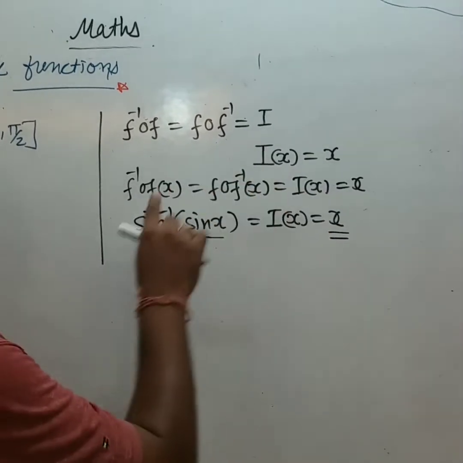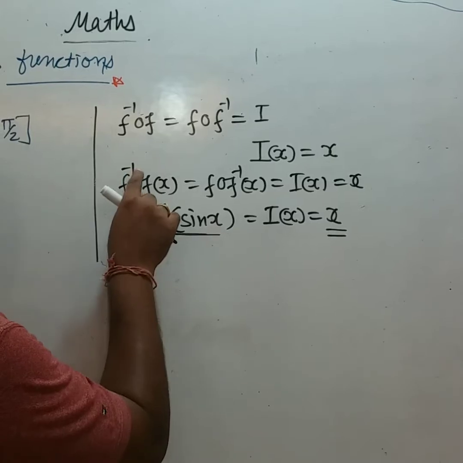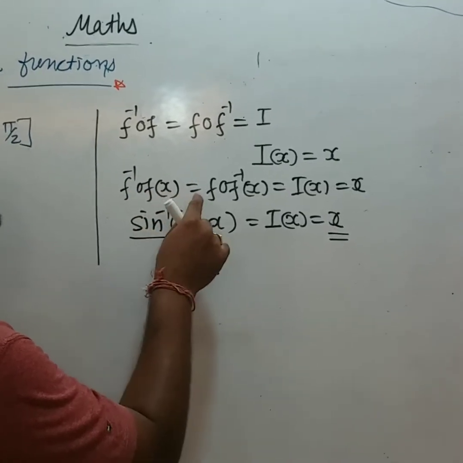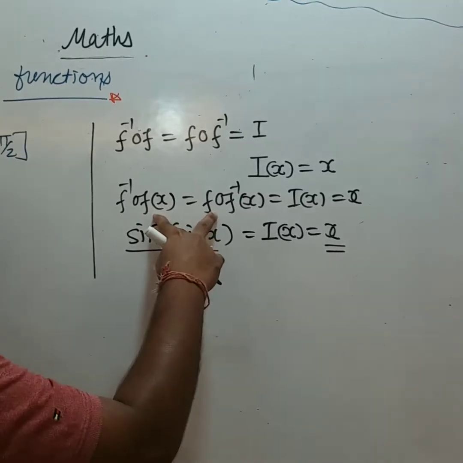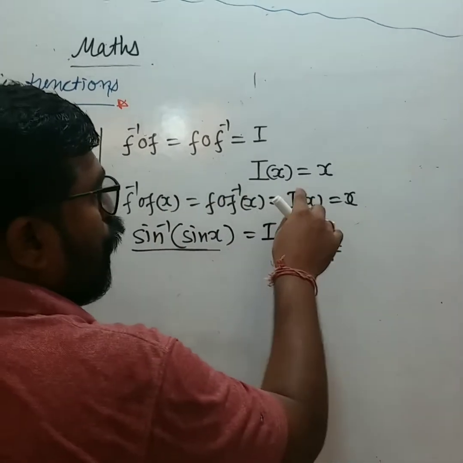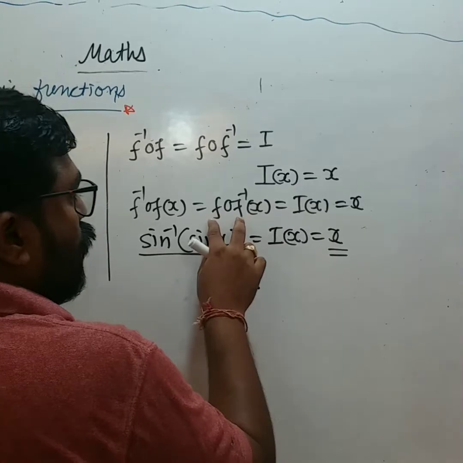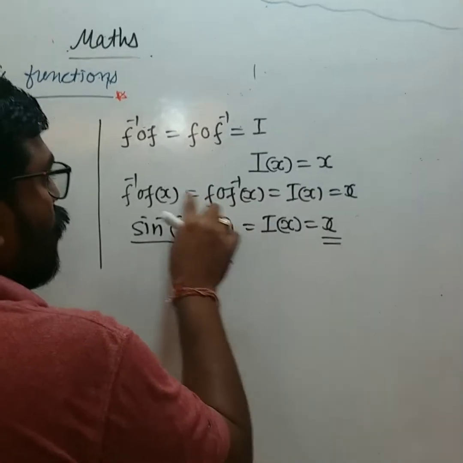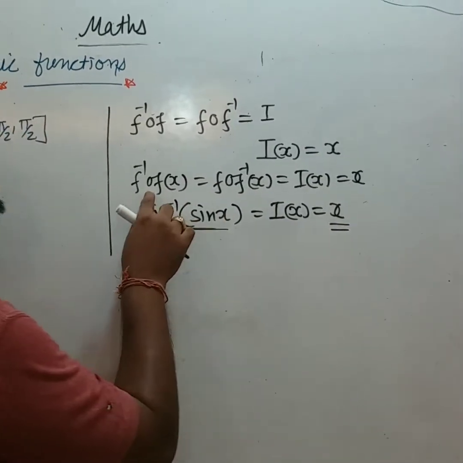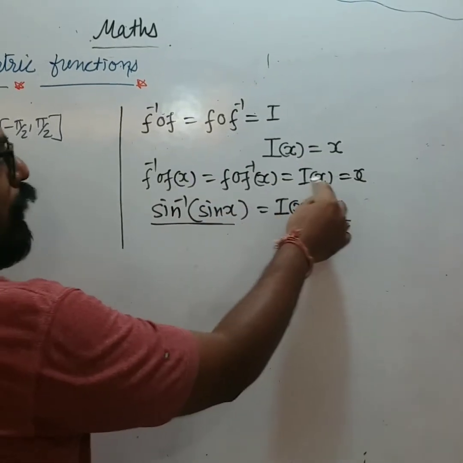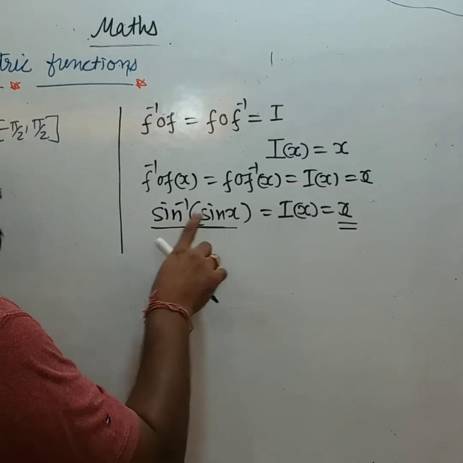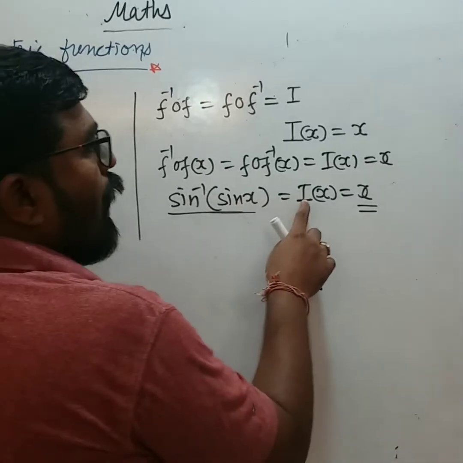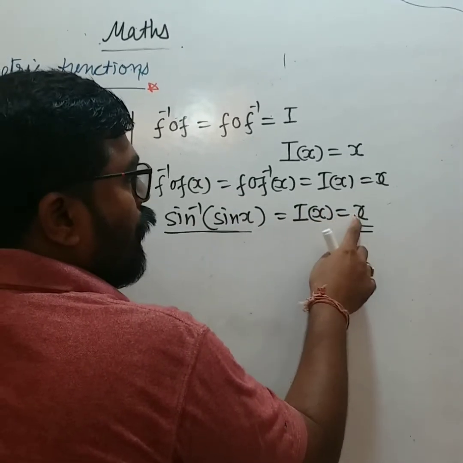Understood? So when we write f inverse of f x is equal to f of f inverse x, both the values are same, equal to I of x, because f inverse of f or f of f inverse gives us I. So I of x gives us x. Similarly here, sine inverse of sine x is I of x, and I of x is equal to x.